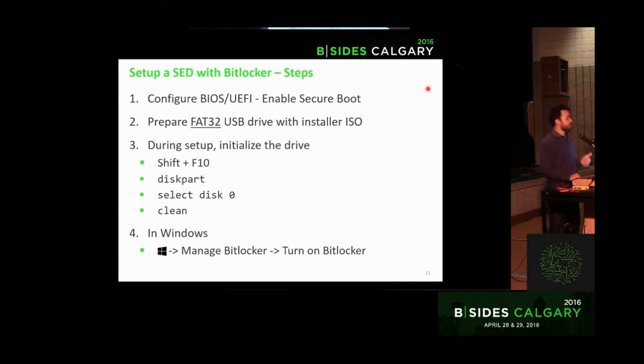Second, you need to prepare your Windows installation ISO on a FAT32 formatted USB thumb drive or on a CD-ROM, DVD-ROM, if anybody still has those laying around. The reason for this is that the Windows installer in UEFI boot mode doesn't really behave nicely from NTFS drives, which is surprising because Microsoft invented NTFS.